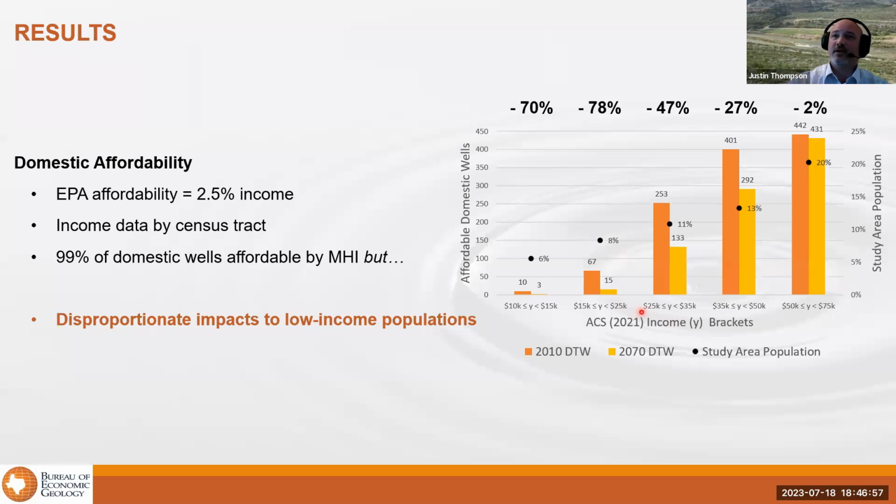Compare and contrast that with the income bracket of $15,000 to $25,000 per year. Well, at the 2010 depth to water, 67 wells were affordable to that income bracket. But at the 2070 depth to water, only 15 remain affordable. So the number of wells affordable to this income bracket has declined by 78%.